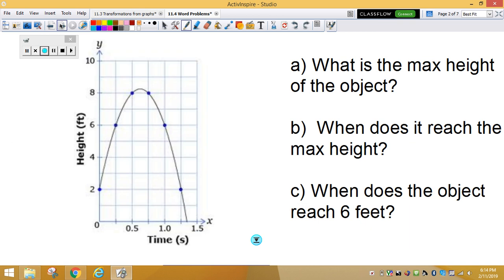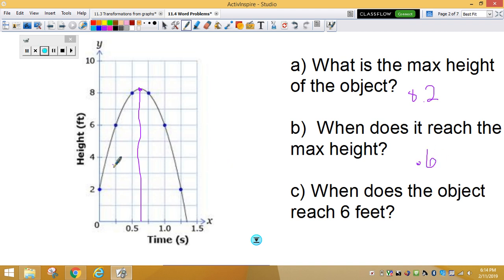Next, what's the maximum height? Well, here we are. This is its maximum height, which is about 8.2, somewhere along there. How long did it take to reach it? Well, for that, we go straight down here. So I would guess about 0.6, something like that.